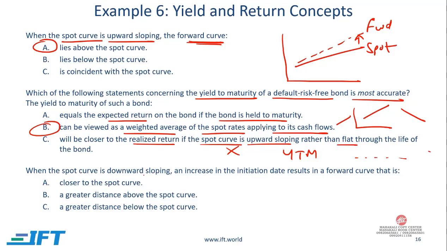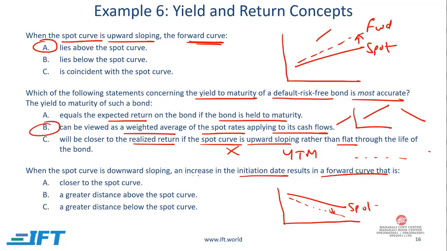When the spot curve is downward sloping, an increase in the initiation date results in a forward curve that is, again, I want you to answer this. So what we are being told is that the spot curve is now downward sloping. And I hope you remember, based on this conversation and what we've said before, that in this case, the forward curve will be below the spot curve, because it's the forward curve that's pulling the spot curve down.